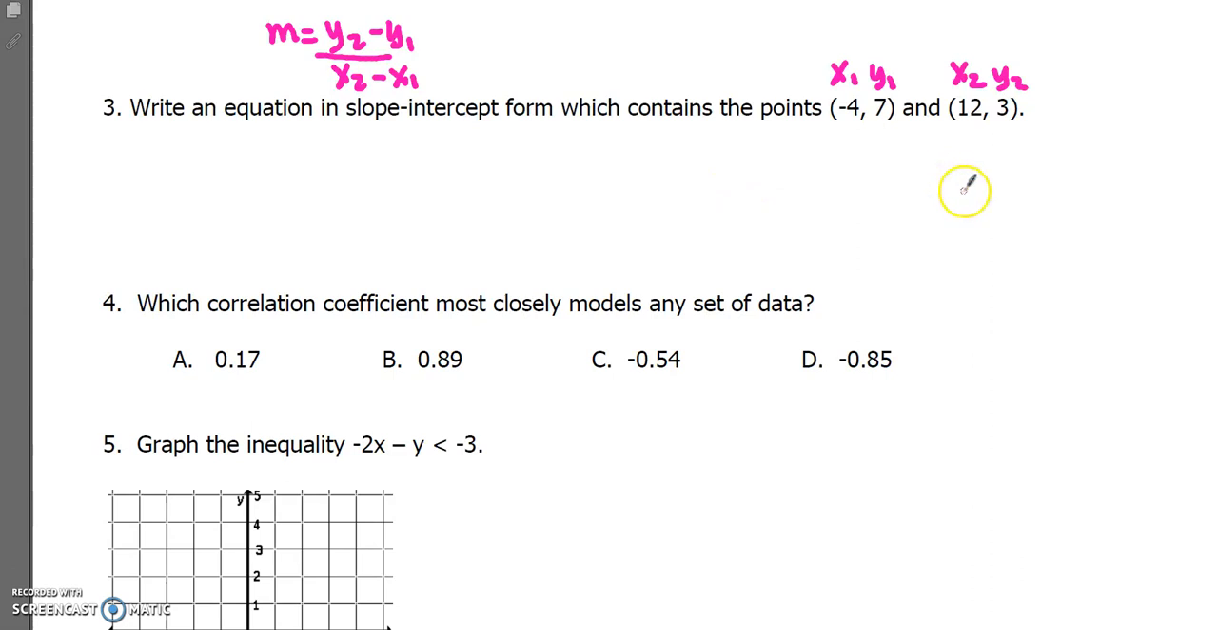Or because they gave us 2 sets of coordinates, I have a negative 4 for my x value and a positive 7 for the y. And then I have a 12 for the x value and a positive 3 for my y value.